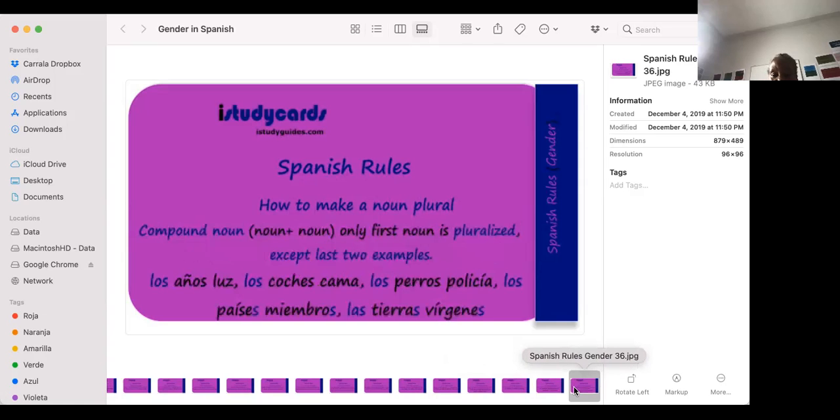And here is the last card. Compound nouns, only the first noun is pluralized, except for the last two examples. You can see here. So I should have named the last couple of cards, it is a Spanish rule, but not on gender, more on number. Plural versus singular, how to use plural versus singular.